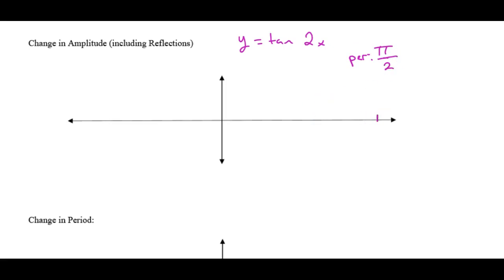So again, if it's pi over 2, we should complete one full cycle. Instead of 2 pi, this would be pi. This would be pi over 2. This would be pi over 4. And 3 pi over 4. And we can go backwards.